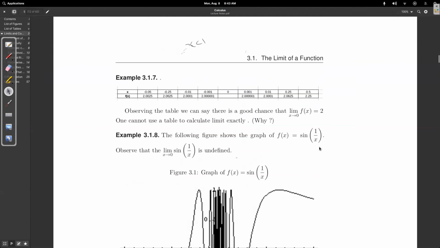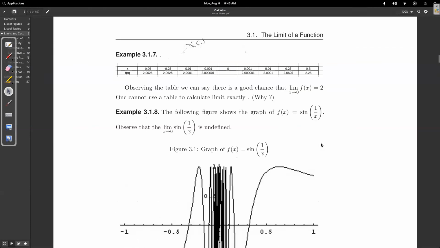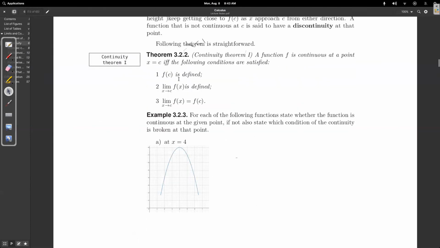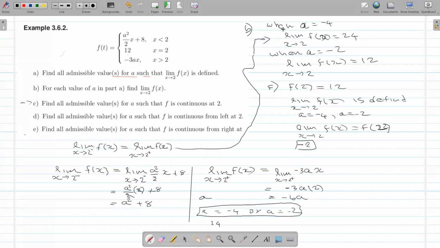So continuity conditions are: f of c is defined, the two-sided limit is defined, and the limit as x goes to c of f of x equals f of c. So here, first, f of 2 is 12, because here at x equals 2 the function value is given to be 12. So that will not put any restriction on a, because it does not depend on a. f of 2 equals 12. So the first condition is satisfied here. I don't have to worry about the first condition. It's asked me to find when it's continuous.